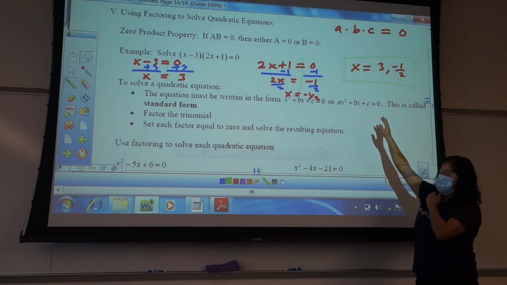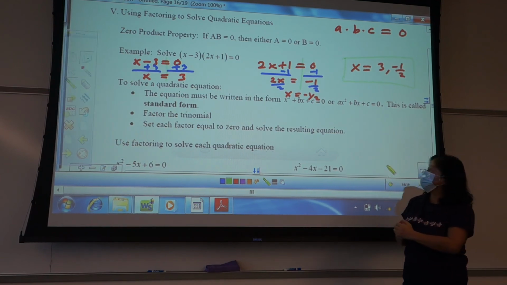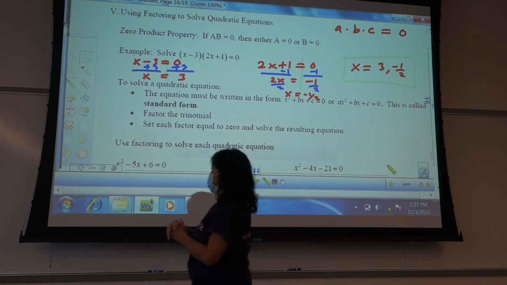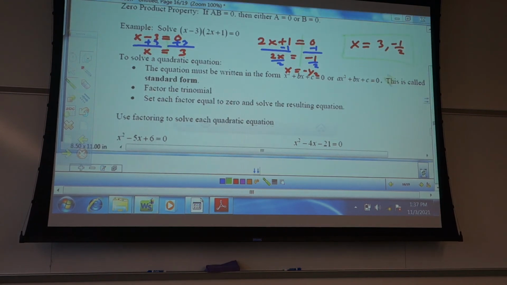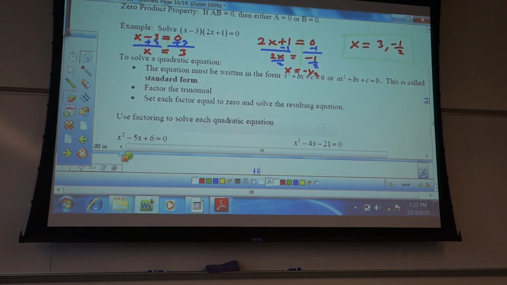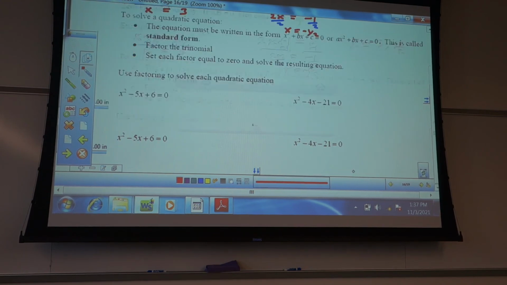How's everybody feeling about this? Okay? All right, so now we're going to make you do a little extra step here. First, you got to factor it. Then you get to pop it into these spots here. So we'll work on the first one.